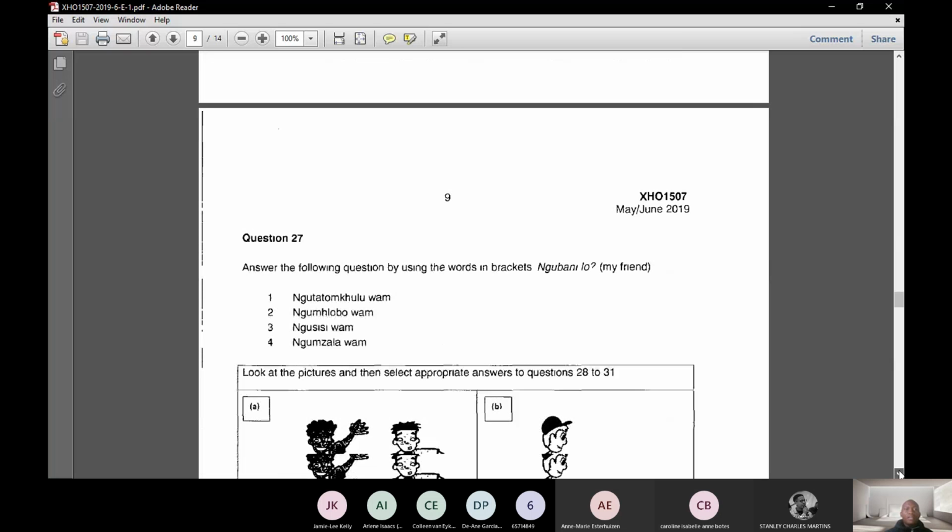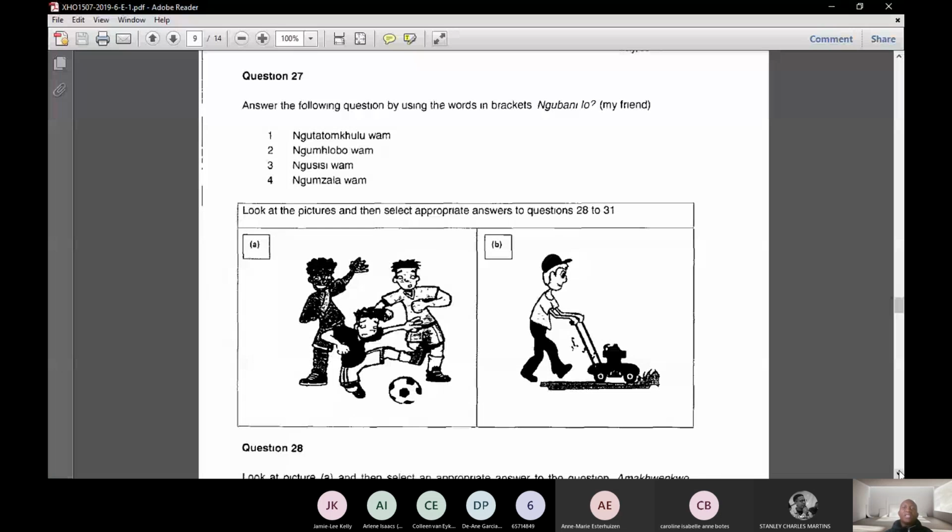Question number 27. Answer the following question by using the words in the brackets. Ngubani lo? Who is this? The answer is my friend. Is it ngutatomkhulu wam, number 1? Number 2, ngumhlobo wam. Number 3, ngusisi wam. Number 4, ngumzala wam. It's number 2. Number 2 is correct. Ngumhlobo wam, my friend. Ngusisi wam, my sister. Ngumzala wam, my cousin. So for question number 27, the correct one is number 2.